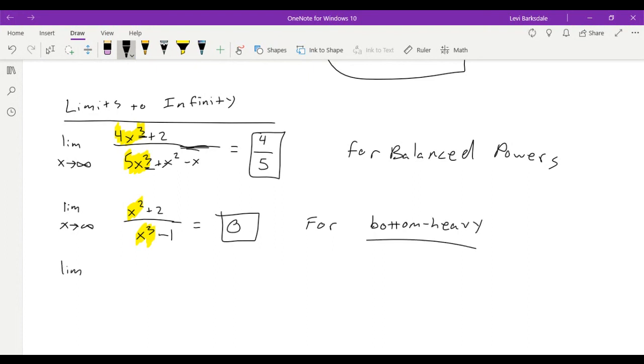And lastly, we've got the limit of a top heavy function, which, as you might assume, is where the power on top is bigger than the power on the bottom. In this case, we would say this limit goes to infinity for a top heavy function.